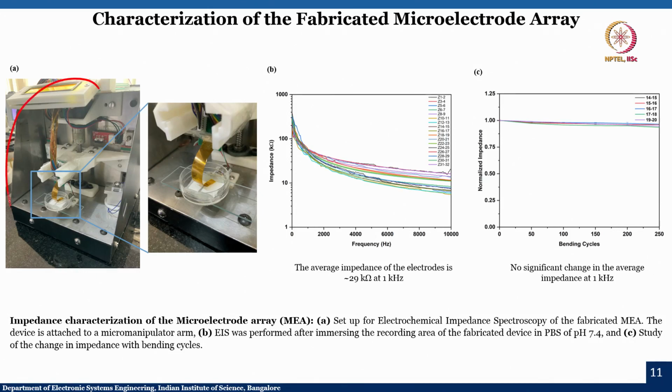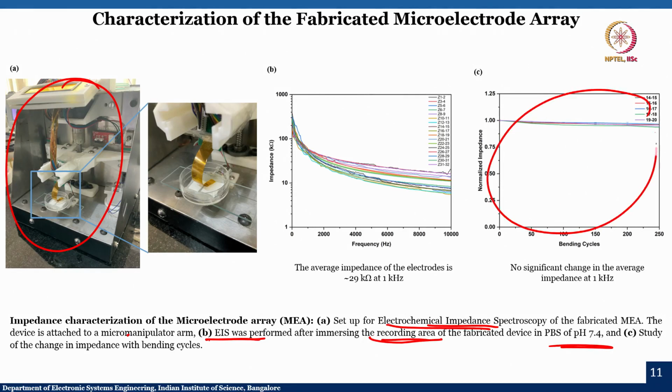This is an electrochemical station for impedance spectroscopy of the fabricated MEA. The device is attached to a micromanipulator and EIS was performed. Electrode impedance spectroscopy is performed after immersing the recording area of the fabricated device in PBS at 7.4 pH. And finally, the study here is nothing but the number of bending cycles the device can go through. This is just in case.